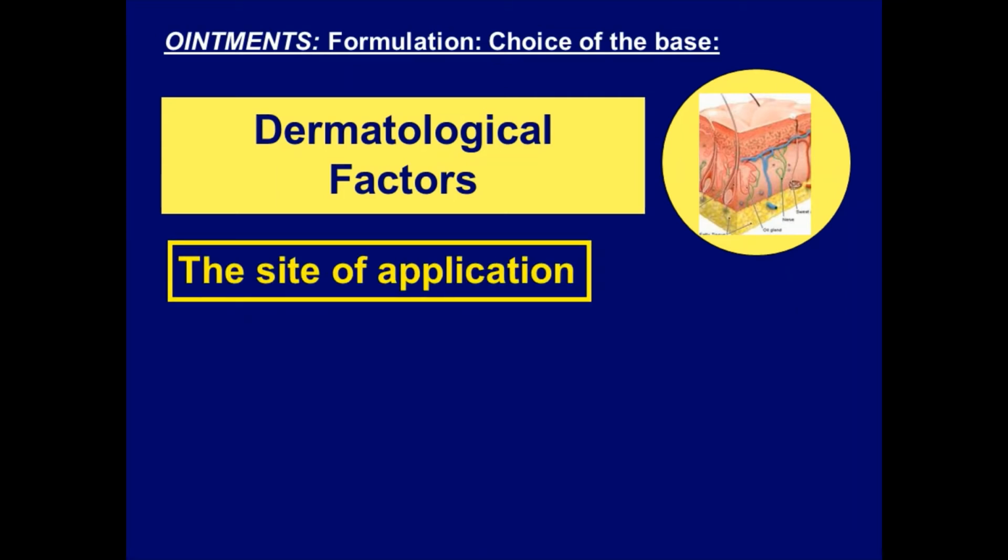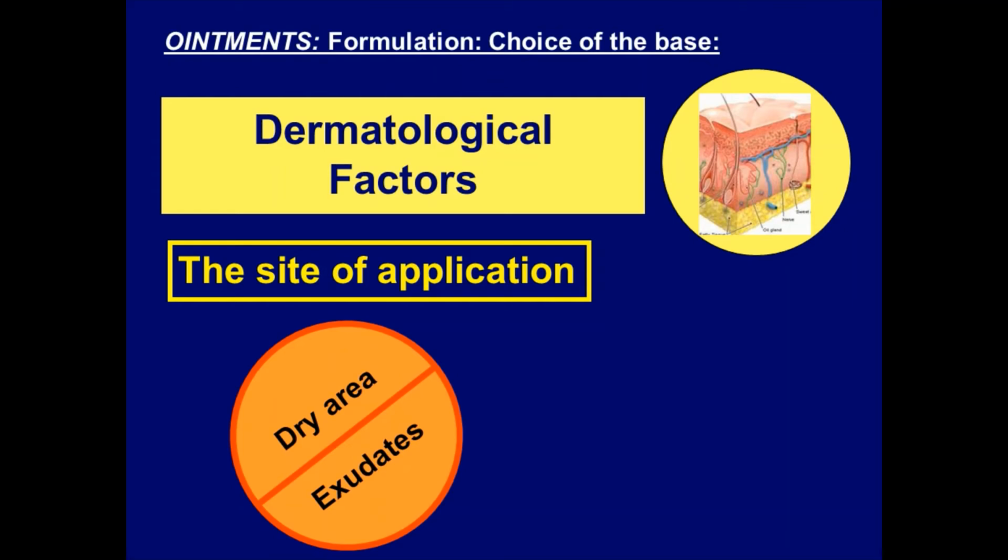Also, the base should be suitable to the site of application. As we said before, the site of application may be a dry area or an area with exudate. If the site of application is an area of exudate, you should choose a suitable type of base. Suitable type of base for area of exudates are those with no occlusive properties. Never use an occlusive base on areas with exudates.